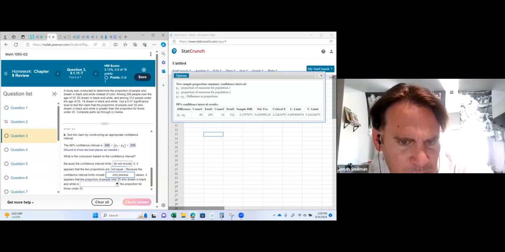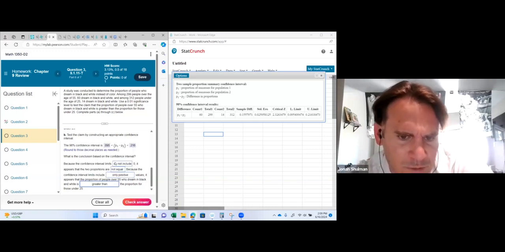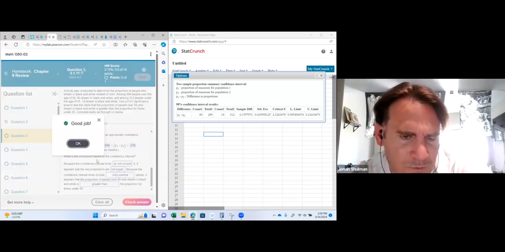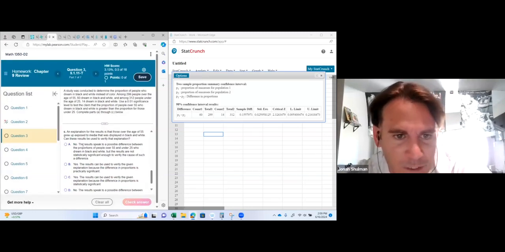It appears that the proportion of people over 55 who dream in black and white is greater than the proportion of those under 25. I know, a lot of thinking, craziness. So just try your best. Oh my God, there's more.